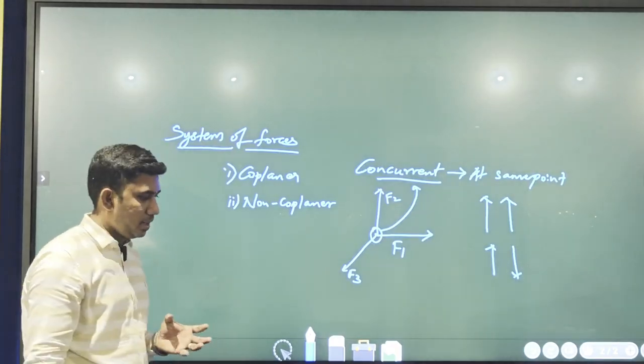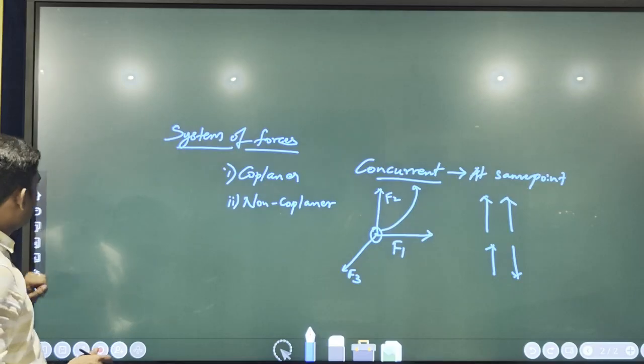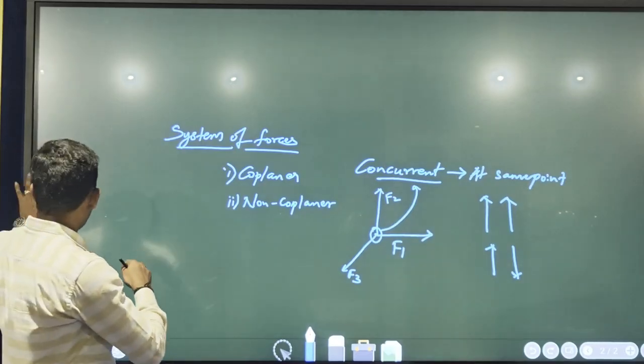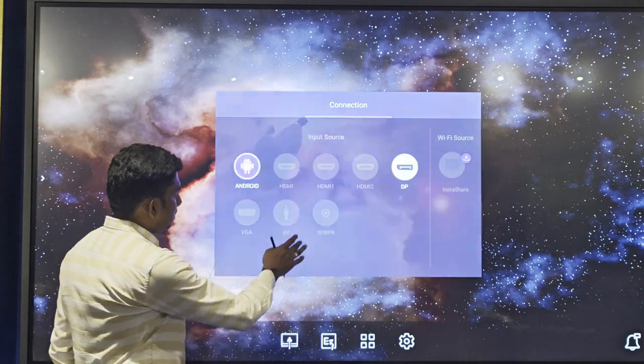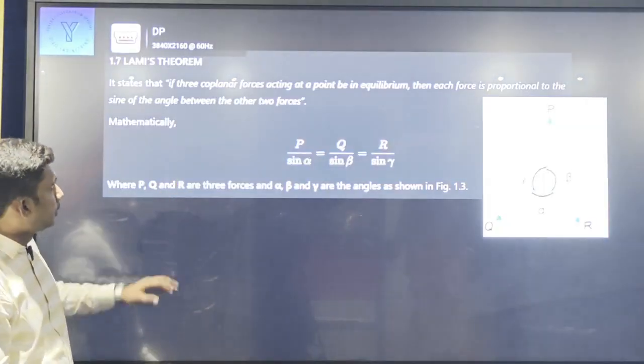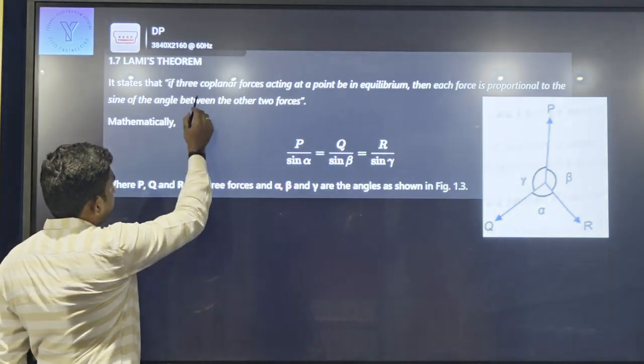Then moving on to Lami's theorem here. Lami's theorem is applicable only for three concurrent forces. Okay, so Lami's theorem is applicable only for three concurrent forces which are coplanar in nature.